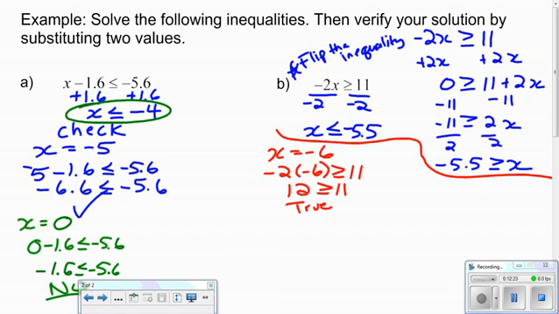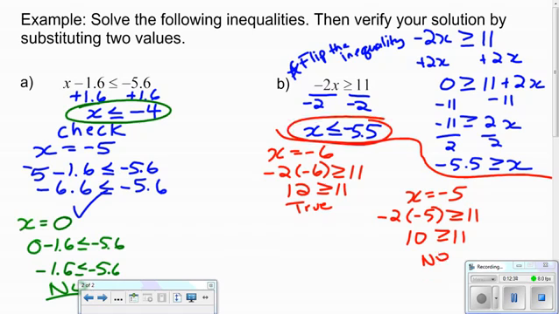And then we need to pick a value that shows that we have a good boundary point. So instead of negative 5.5, let's pick x equals negative 5. So then negative 2 times negative 5 is greater than or equal to 11. We get positive 10 is greater than or equal to 11. And then, no, that is not true. So that appears to be a good boundary point. If we have something larger than negative 5.5, it doesn't work. If we have a value smaller than negative 5.5, it does work.